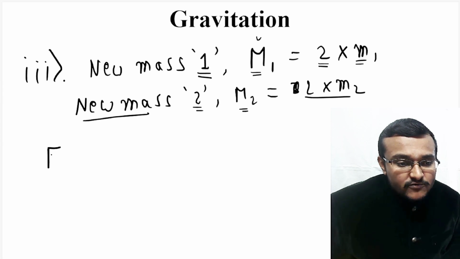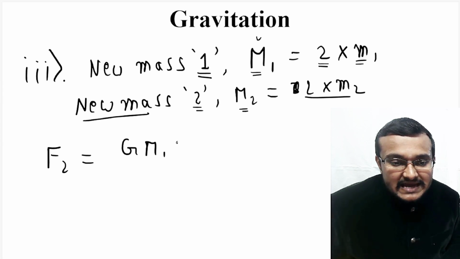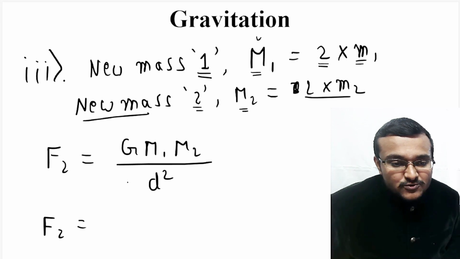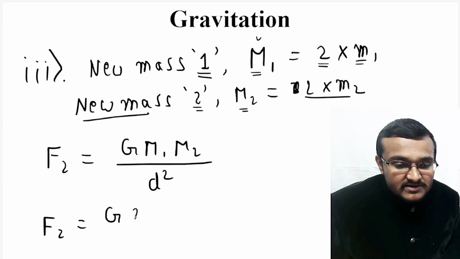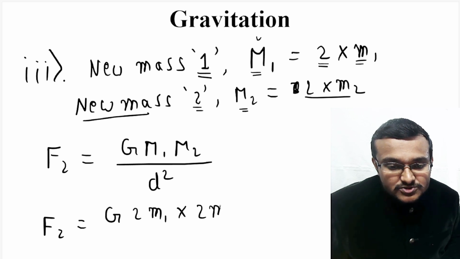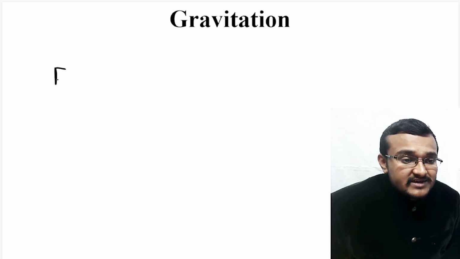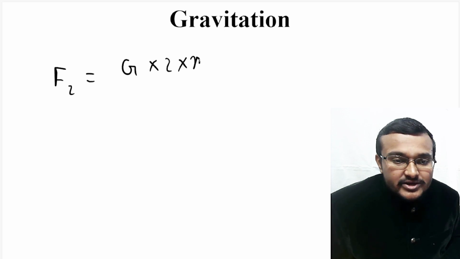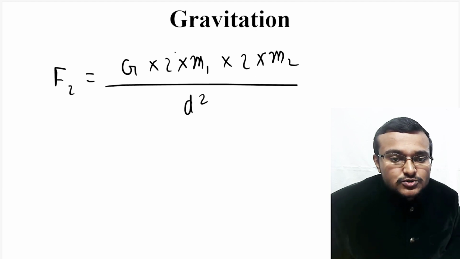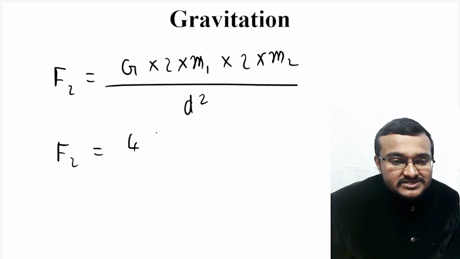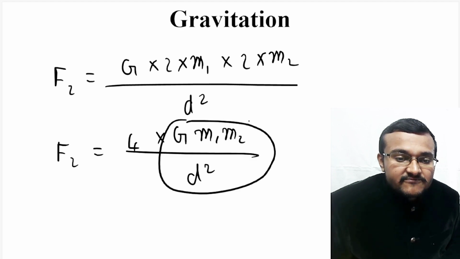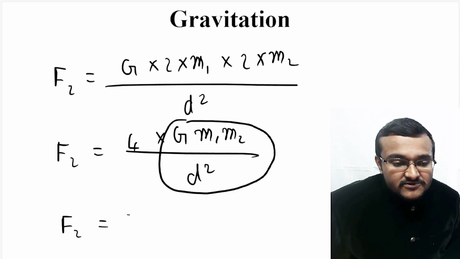So the new force F2 is equal to G capital M1 capital M2 divided by d square. Distance is constant. Now in the place of capital M1 you can substitute 2 m1, and in the place of capital M2 you can substitute 2 into small m2, divided by d square. So F2 is G into 2 m1 into 2 m2, meaning both objects' mass has increased by 2 times, divided by d square. 2 into 2 will be 4, so F2 is equal to 4 into G m1 m2 divided by d square. This is the old force F1, so F2 is equal to 4 times F1.